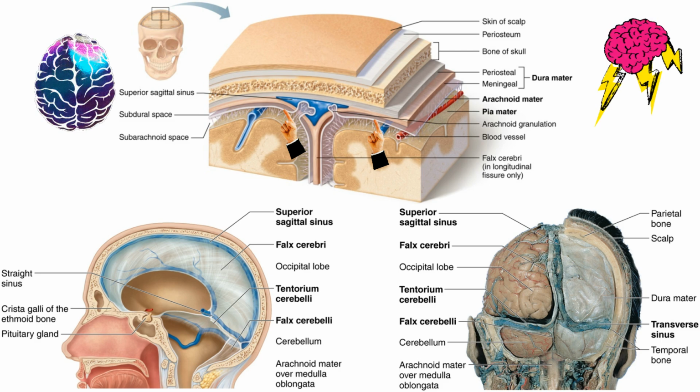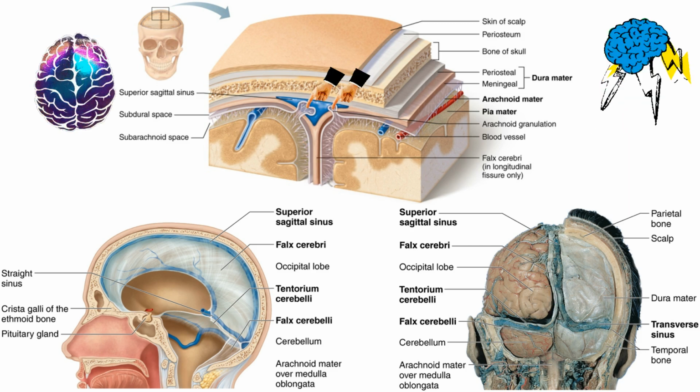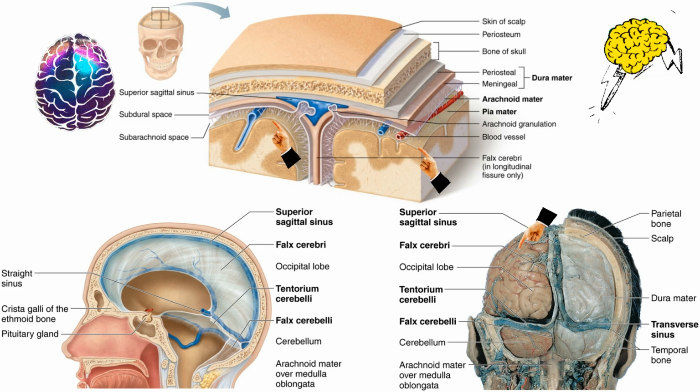The middle layer is the arachnoid mater. Beneath it lies the subarachnoid space, which contains cerebrospinal fluid. You can also see the arachnoid granulations, which look like small tufts that return fluid to the blood. The innermost, microscopic layer clinging directly to the brain surface is the pia mater.